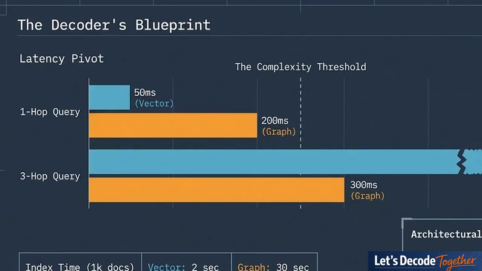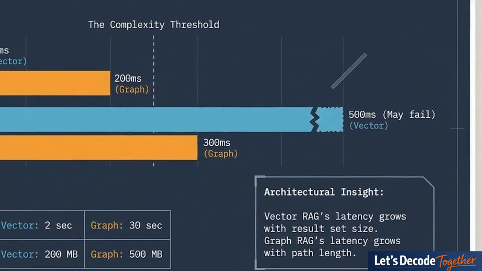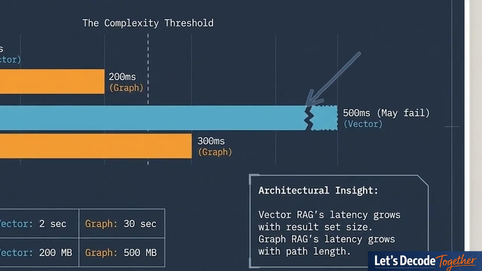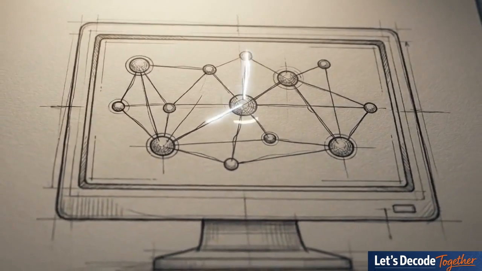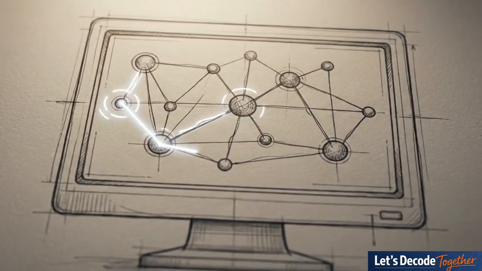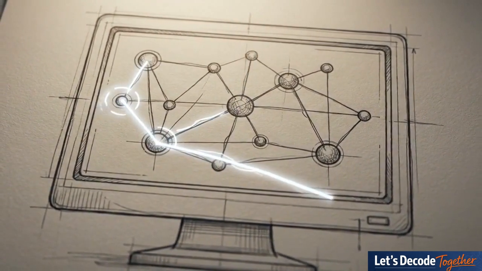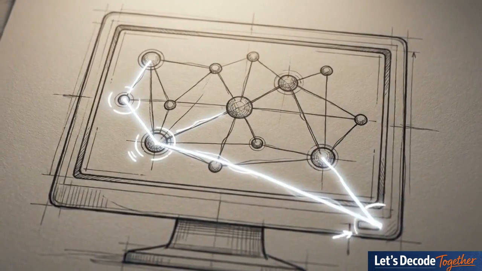The vertical dotted line marks the complexity threshold. This is the moment where user queries pivot into multi-relational three-hop questions. Zooming in on the jagged edge of the blue vector bar shows the limitation. At three-hop complexity, Vector's latency increases drastically, and the system often fails to return an answer. GraphRAG handles three-hop complexity with steady consistency, proving it can manage these connections with only a minor, manageable latency increase.